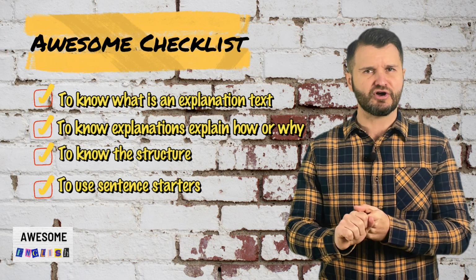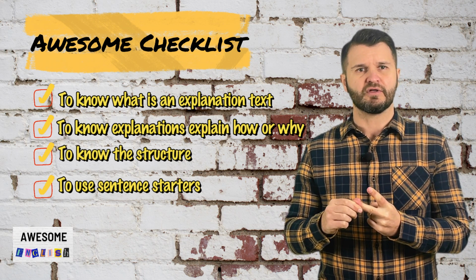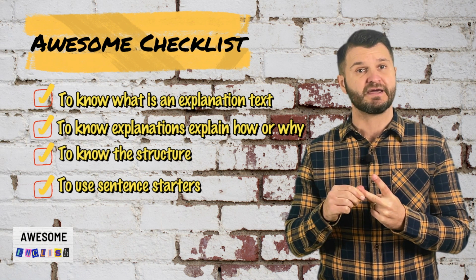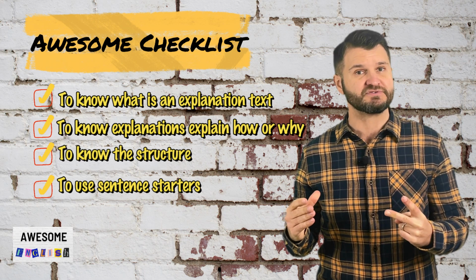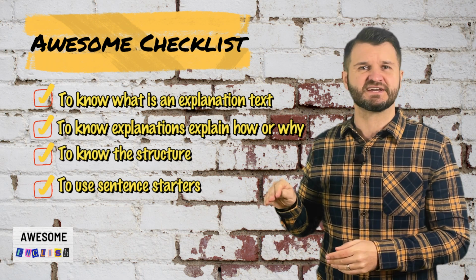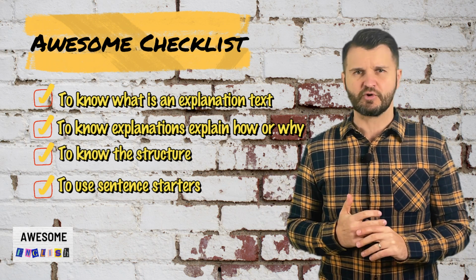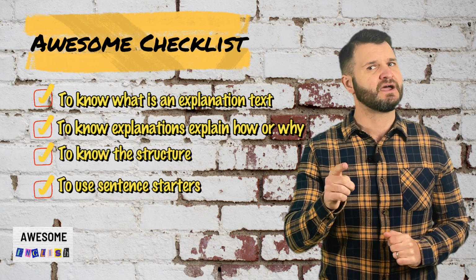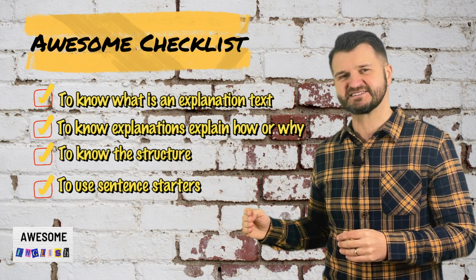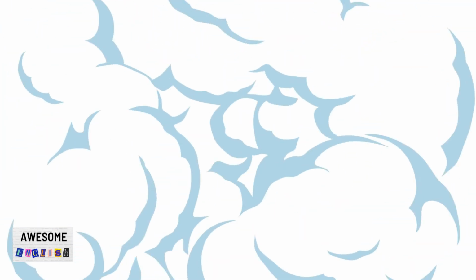First, you've got to know what is an explanation text. Then, know that we use an explanation text to describe or explain how or why something happens. Then, you're going to need to structure your explanation text in a very clear way. Now, we have some secret weapons that can help you with that. And finally, to be able to use some really great sentence starters to up-level your work. Okay, let's keep going.